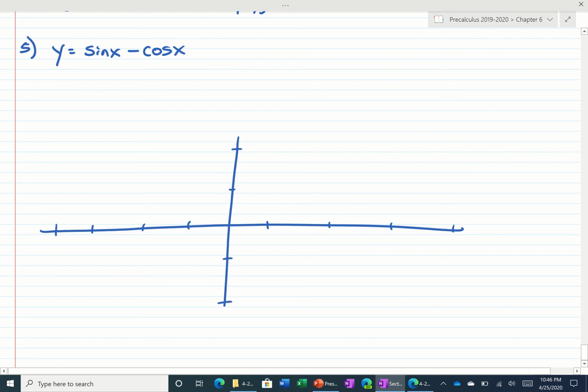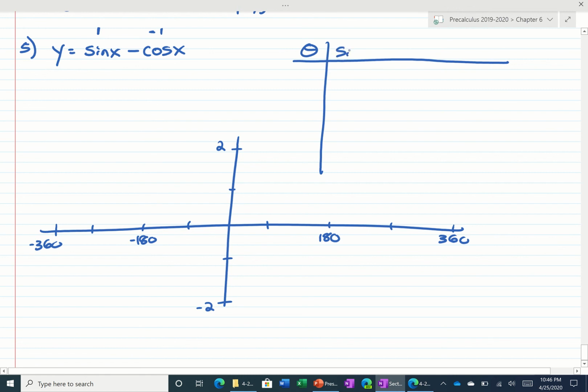Now the highest sine ever goes is 1. The highest cosine ever goes is 1. But it could also be negative 1. So I'm thinking maybe the highest it's going to go is 2 and lowest is negative 2, if you get a 1 minus negative 1. But let's make a table and we'll see what happens. We don't really know the period, so we'll just have to plug in a few different values here. Maybe we'll even see a pattern so we don't have to plug in every one.